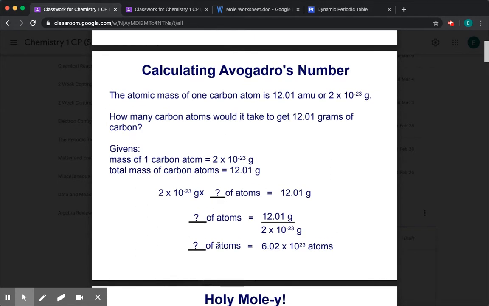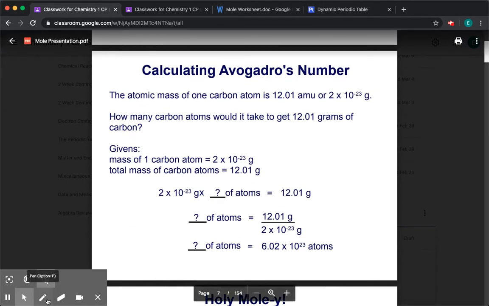So where does this number come from? How do we calculate it? With a simple algebraic equation. If you know how much one atom of something weighs, so in this case carbon, one single carbon atom weighs this many. And we want to know how many atoms we need to get to 12.01 grams, which is the atomic mass of carbon. You do some calculations to get this by itself.